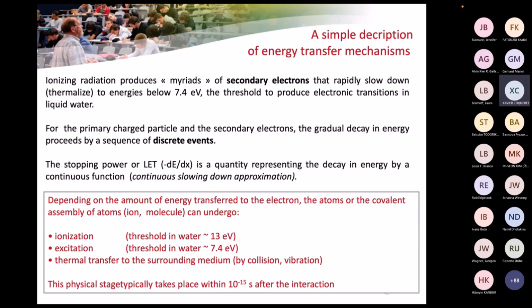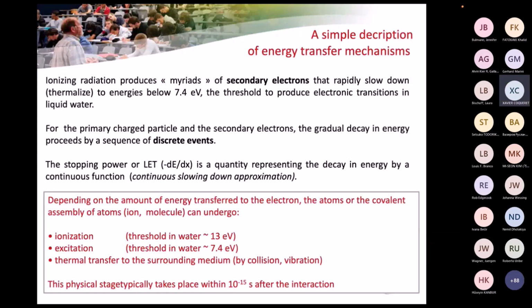For the primary charged particle and the secondary electrons, the gradual decay in energy proceeds by a sequence of discrete events. But we frequently use the concept of stopping power or linear energy transfer, which is the quantity representing the decay in energy by a continuous function. This means that we are using some approximation describing the phenomenon as a continuous slowing down process.